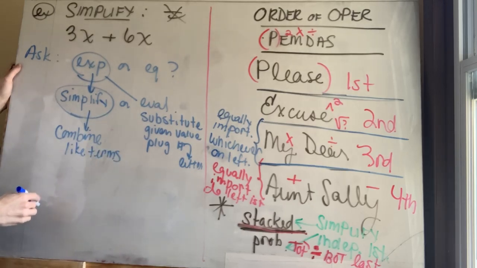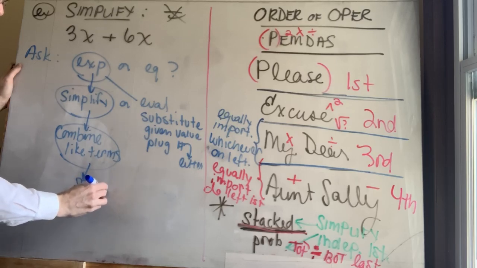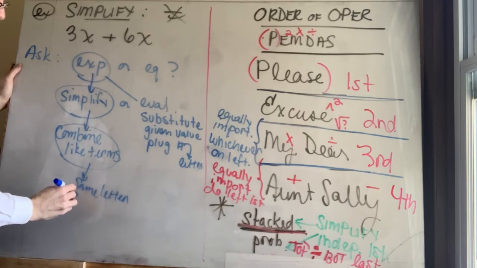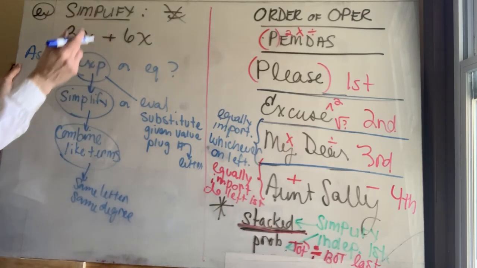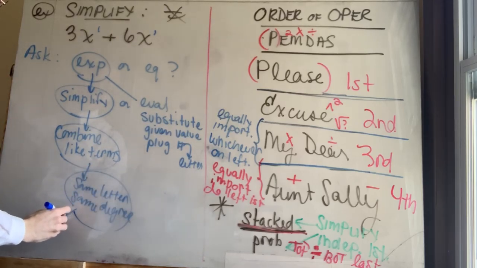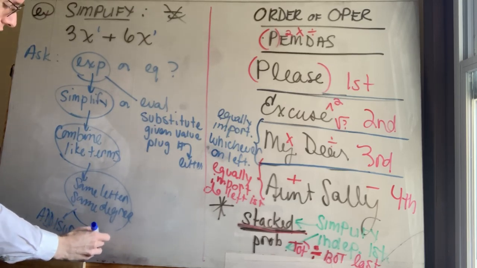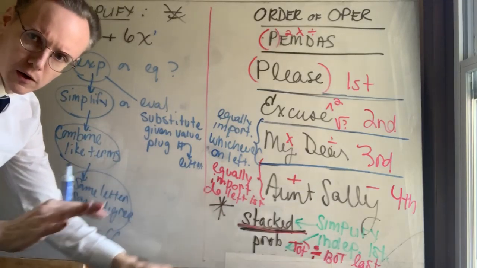Legally speaking, how do you combine like terms? They have to have the same letter, and they must be the same degree. Both squared, both of the first, which in this case they're not written. They don't have to be. And that just means add or subtract the coefficients.